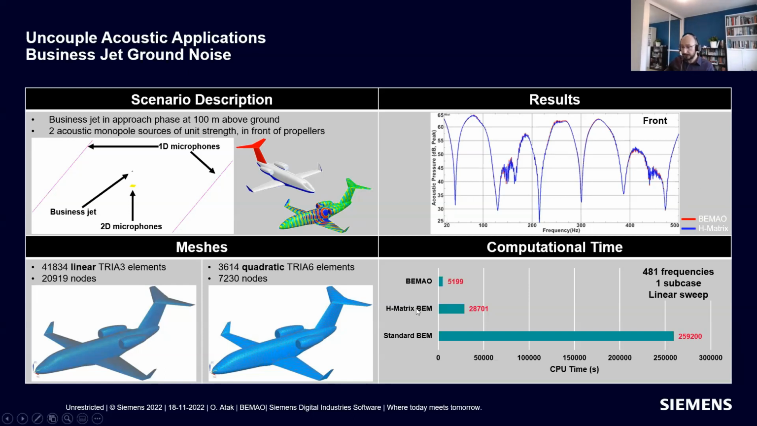We are now comparing with H-matrix BEM, which is also one of the good acceleration methods. Here we are solving 481 frequencies, and you can see that standard BEM will take so many seconds and so on. H-matrix would be quite fast as well, but H-matrix does have adaptivity in its algorithms, but it's not as strongly adaptive as how our BEMAO would behave. And you can see here, compared to H-matrix, the acceleration that we have from 28,000 to 5,000 seconds.